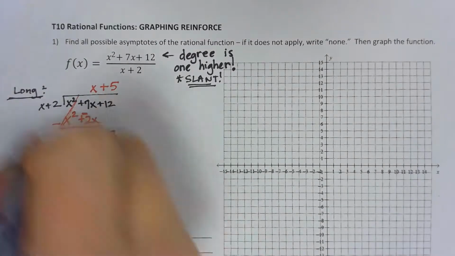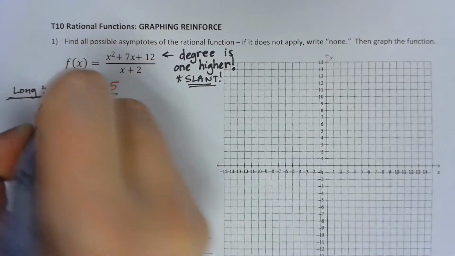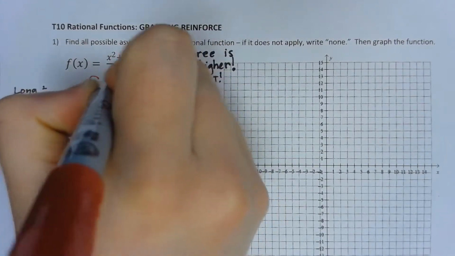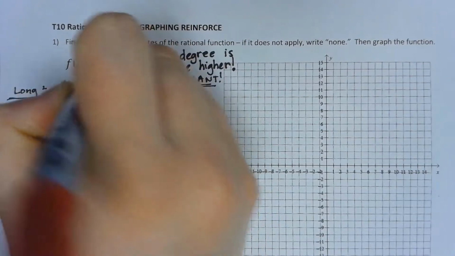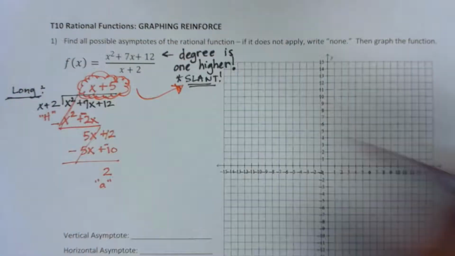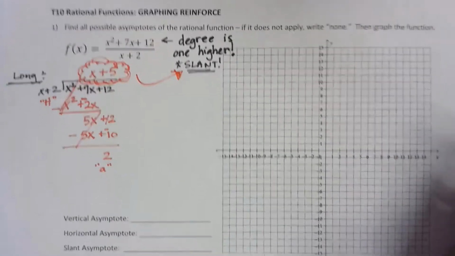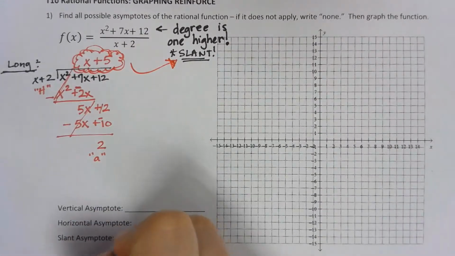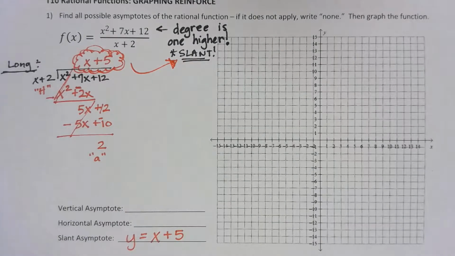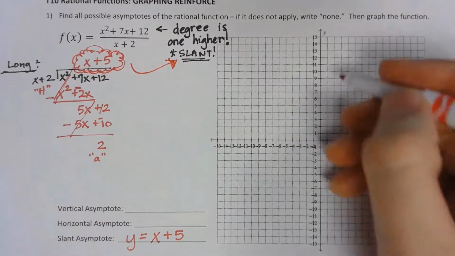So this is a, this is h, and this is not the k value because it is not just a constant term, it's a binomial, and that's what tells me it is the slant. Okay, so down below here I have a spot for that. The slant asymptote is at y equals x plus 5. That is a linear function written in slope-intercept form, or y equals mx plus b.